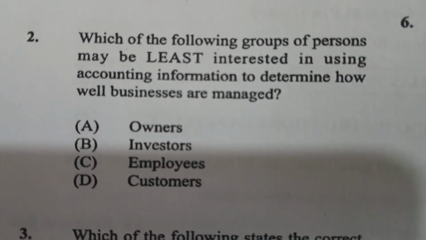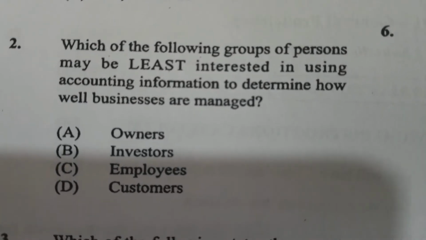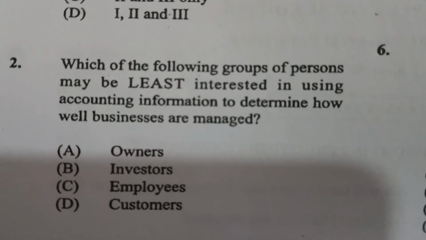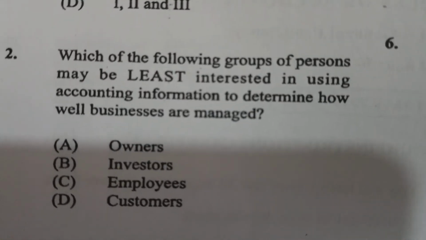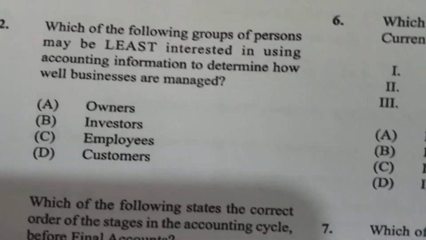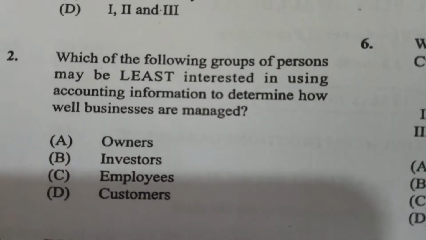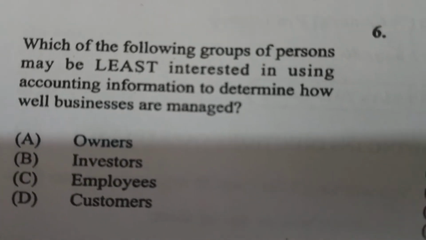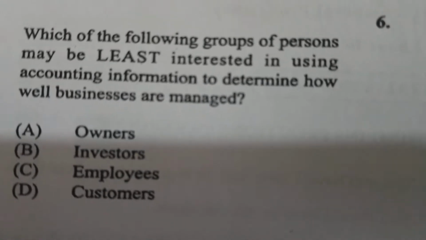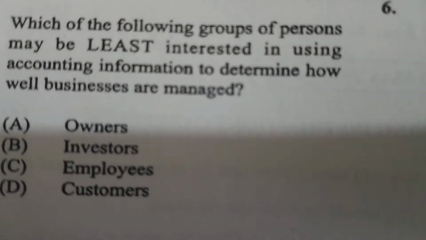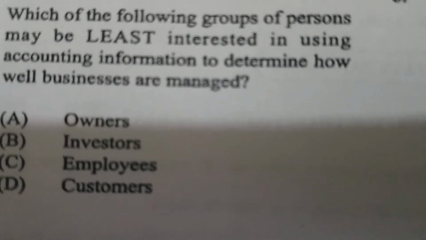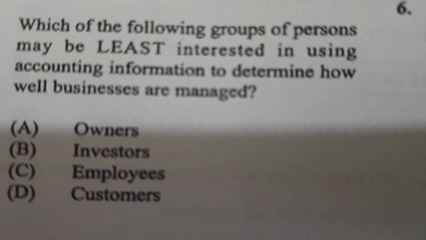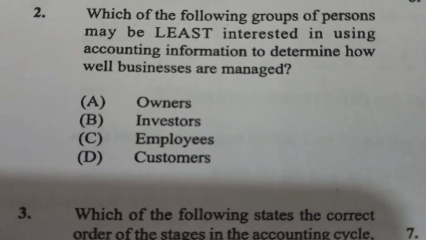Let's go to the next one. Which of the following groups of persons may be least interested in using accounting information to determine how well businesses are managed? All right. So we're now going to look at which answer would be most appropriate here. It will be your customers. Your customers don't want to know how your balance sheet looks to buy from you. They want to know that the goods are fitting for the purpose they want to use them for and the price is right. So D would be the right answer.